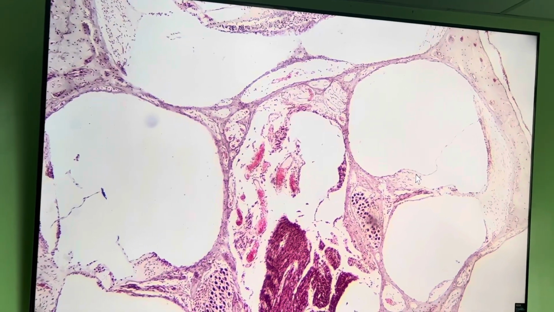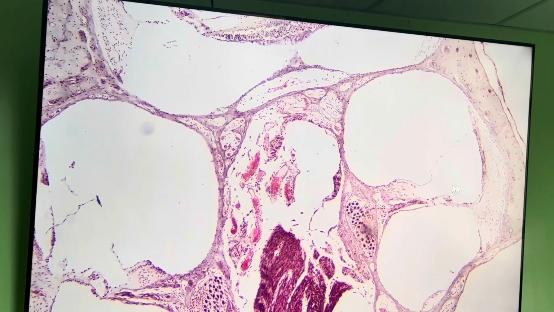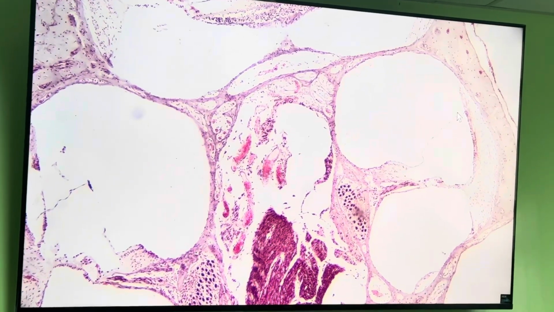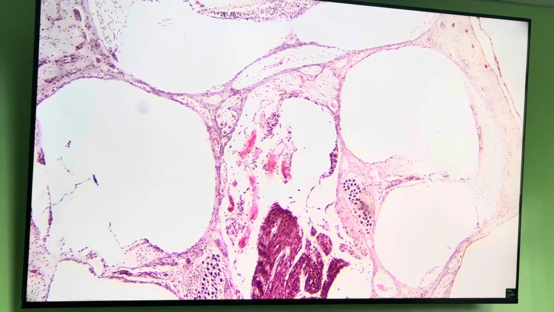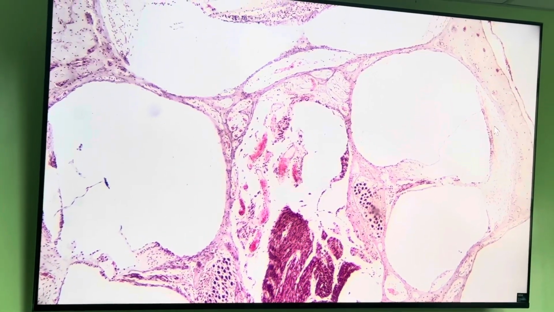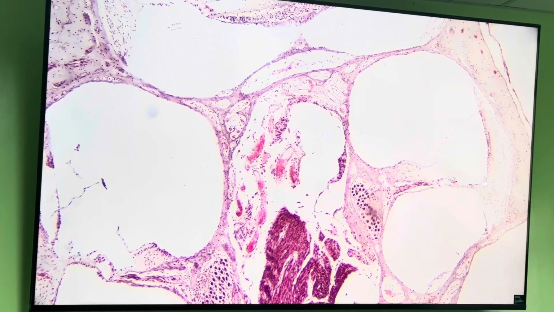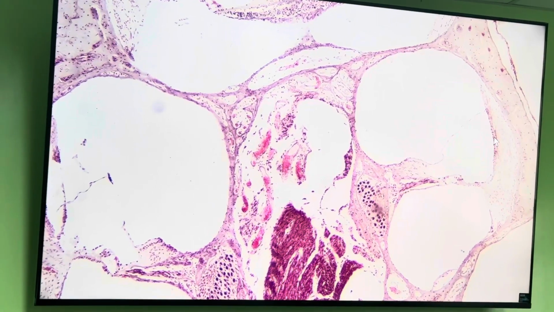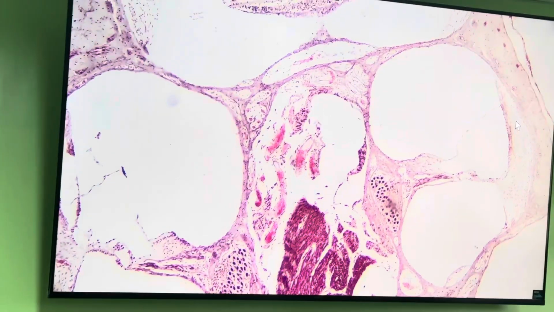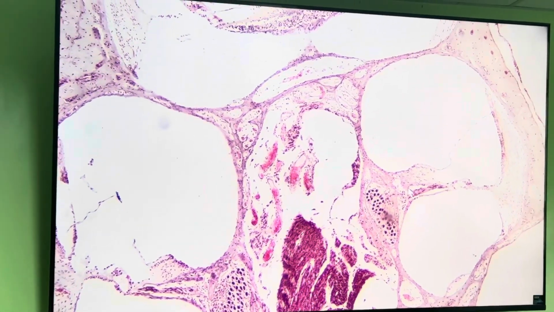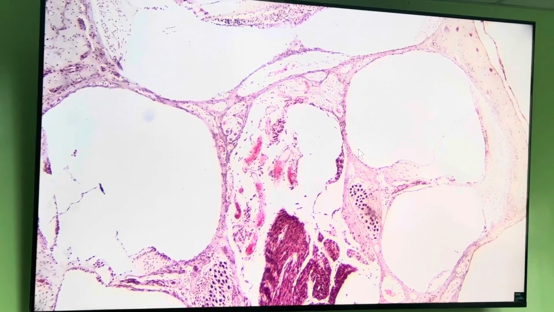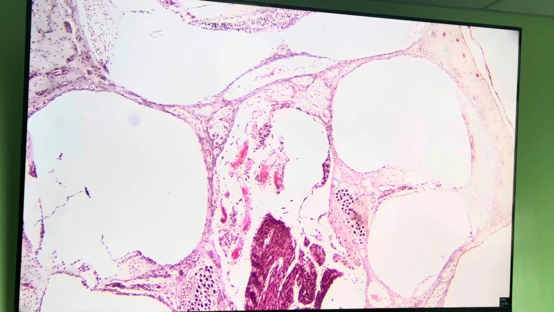And then we have the boundaries of the scala media. Okay. We have the Reissner's membrane. Okay. We have the basilar membrane. Boundaries on the lateral side, we have the stria vascularis, which would be the source of the endolymph. And then you have the spiral ligament on this side. The modiolus would serve as the bone, okay? That would be at the center.